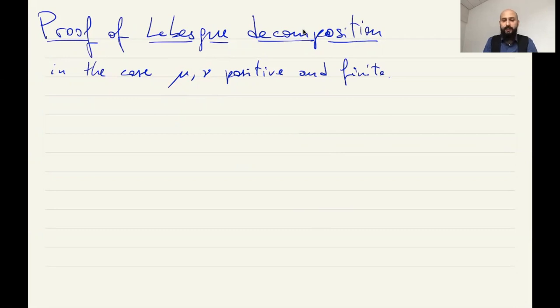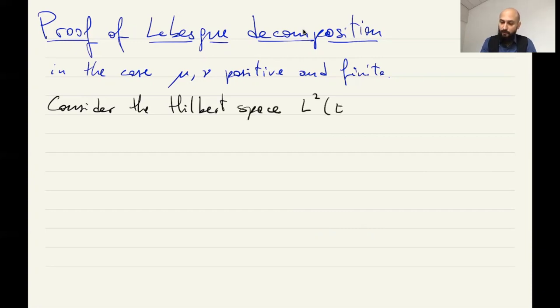So it's a trick that goes back to the fact that the Hilbert space L2 is canonically isomorphic to its dual. So we do the following. We consider the Hilbert space L2 of the measure space, where as a measure we take mu plus nu, right? So we take both measures. Okay, so let me just write it: L2 of mu plus nu.